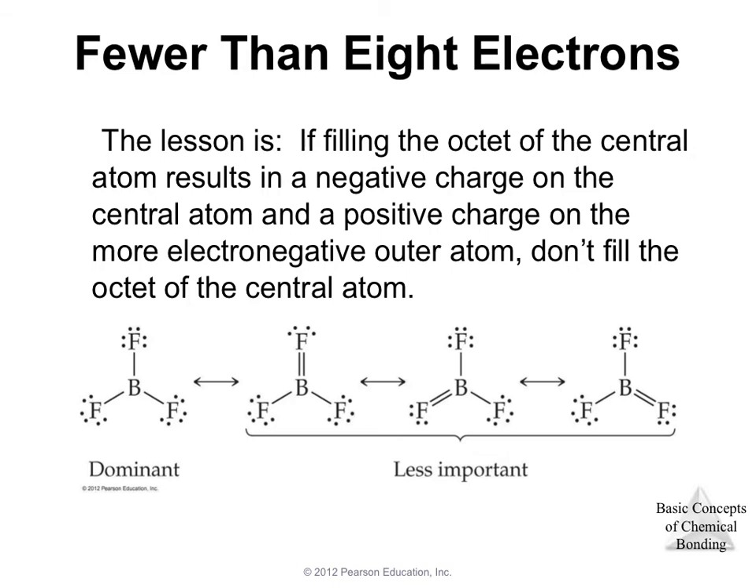Okay, so there's kind of a rule here. If filling the octet of the central atom results in a negative charge, and then a positive charge on those more electronegative atoms, don't fill the octet. That middle one, we put it in the middle because it's the least electronegative. It should never have a -1 charge. If it does, you have maybe gone too far with your double bonds or your triple bonds.